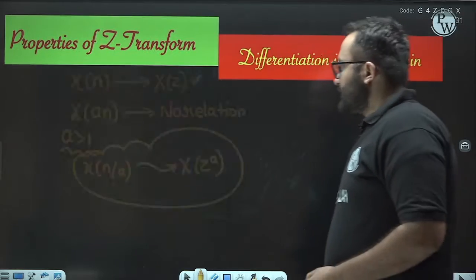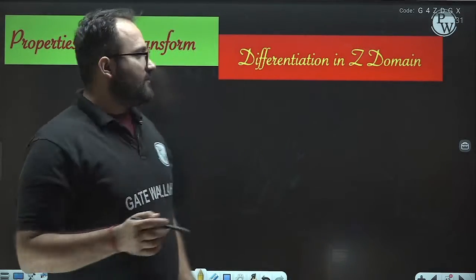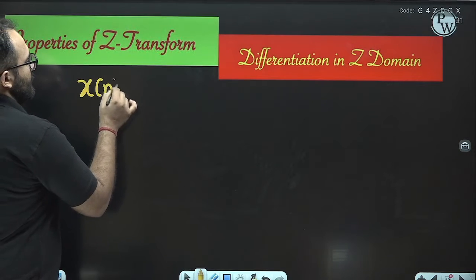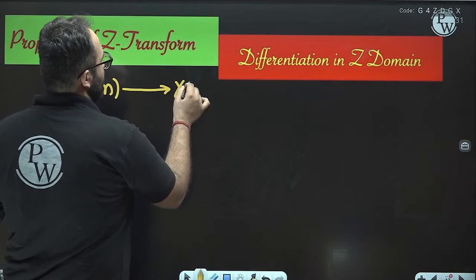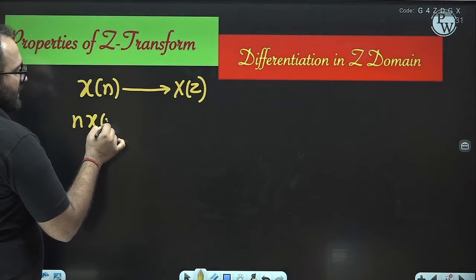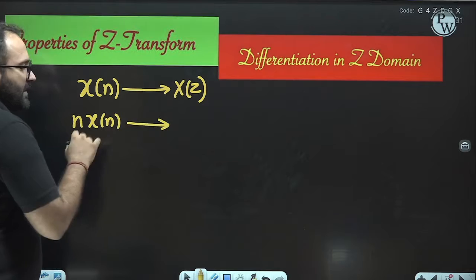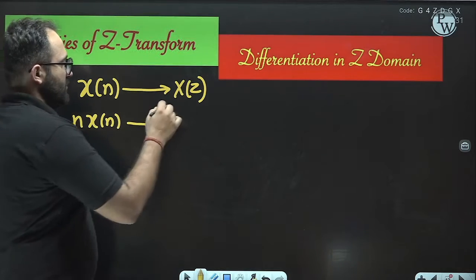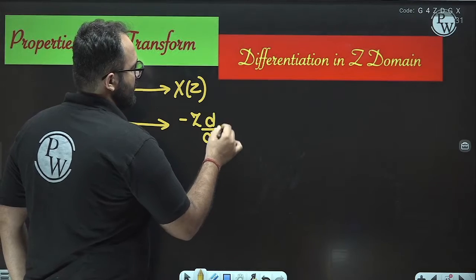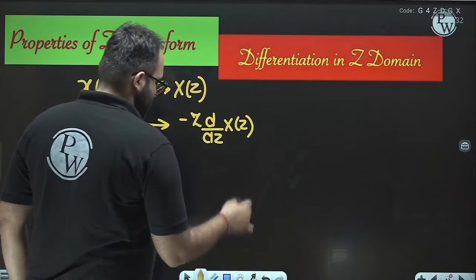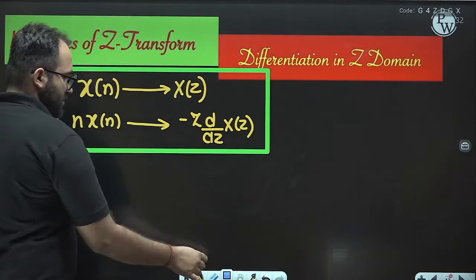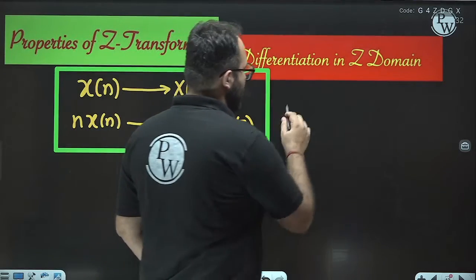Next, differentiation in z domain. This property is also very important. If x[n] has z transform X(z), then n x[n], which means if you multiply by n in time domain, the z transform will be minus z d by dz of X(z). So remember this property, this is very important. Okay, so let's use this property in an example.